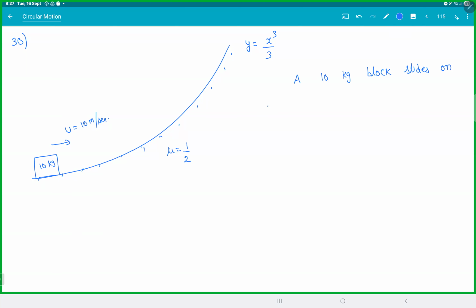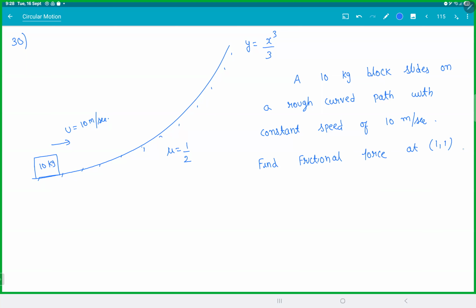A 10 kg block slides on a rough curved path with a constant speed of 10 meters per second. Find the frictional force at (1, 1). So find the frictional force acting on the block when it is at (1, 1).